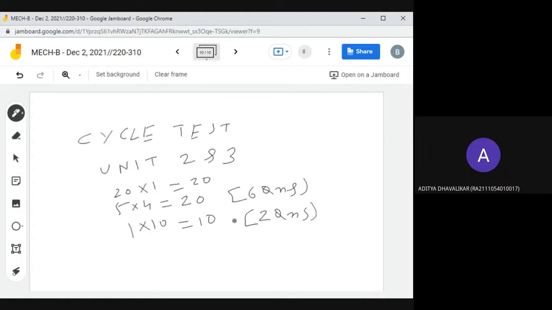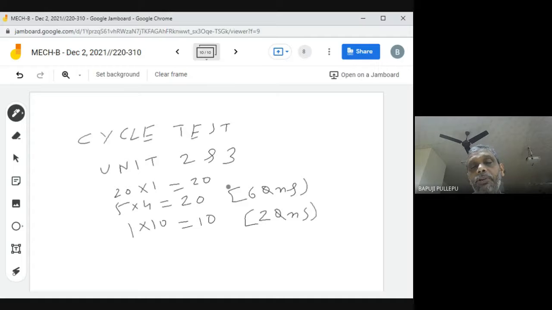No, sir. Then part A also, 20 marks means what? 10 is from the 10 MCQ from unit 2, 10 MCQ from unit 3. Like this. It's very, very important, sir.